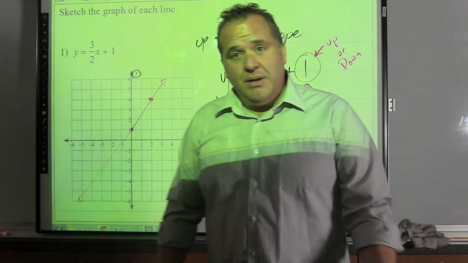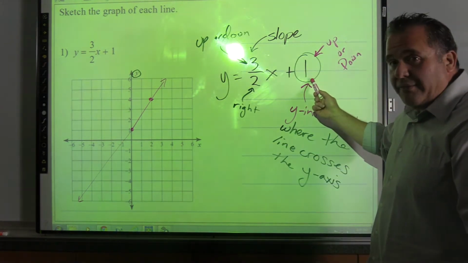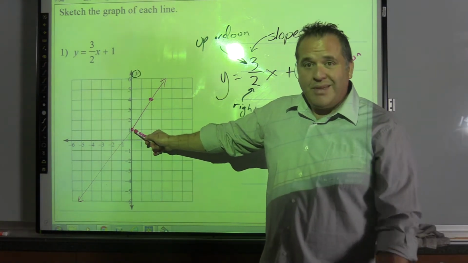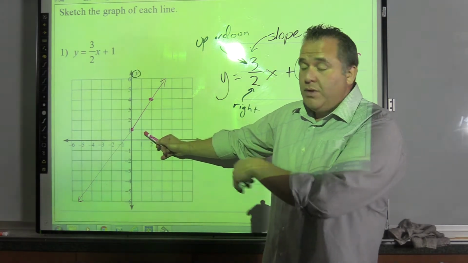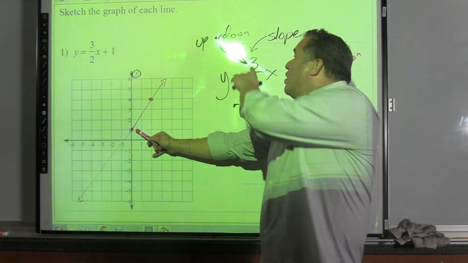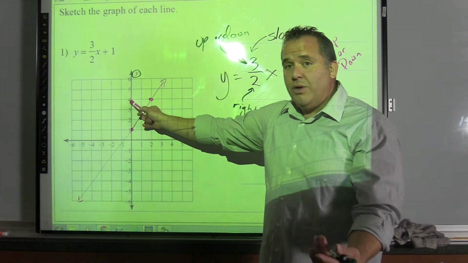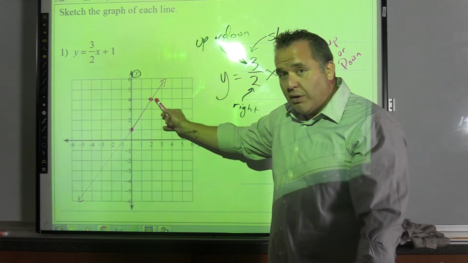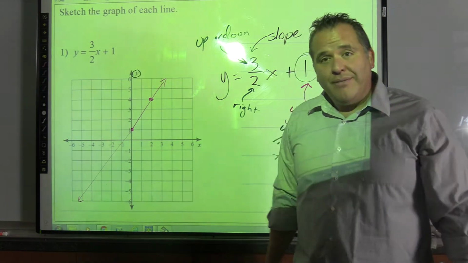So to recap, let me explain what we did. The first thing we did, we graphed our y-intercept, which is 1, which told us to go up 1. After that, we graphed our slope, which was 3 over 2. From this point, we went up 3 because it's positive: 1, 2, 3, then went to the right 2: 1, 2. Then from that point, we put our point, and then we drew our line. And that is how we graphed that.